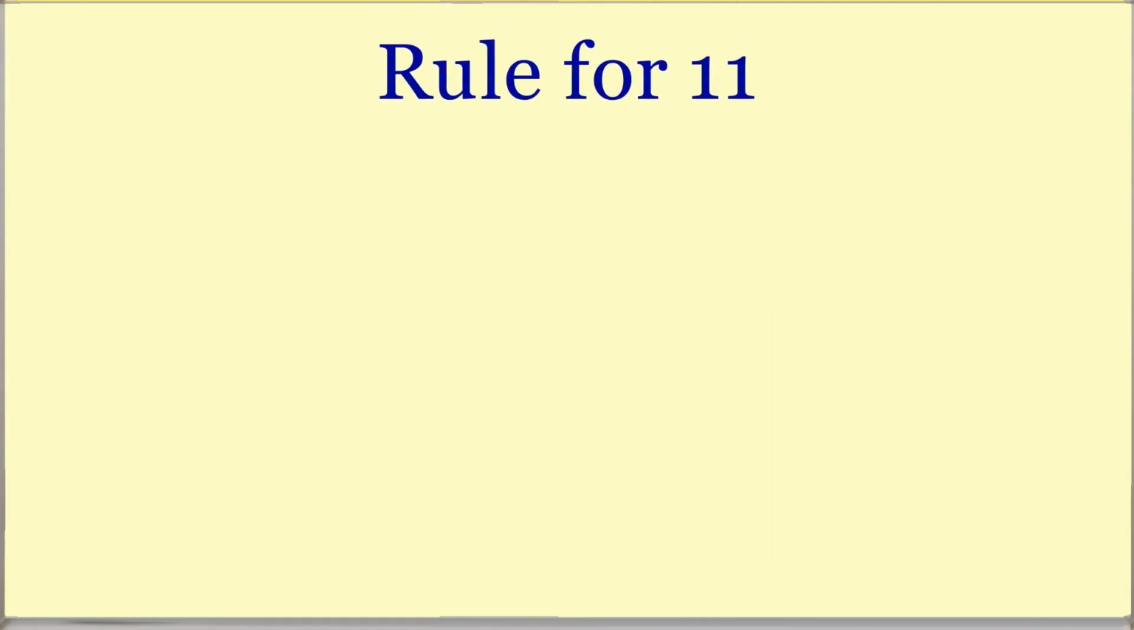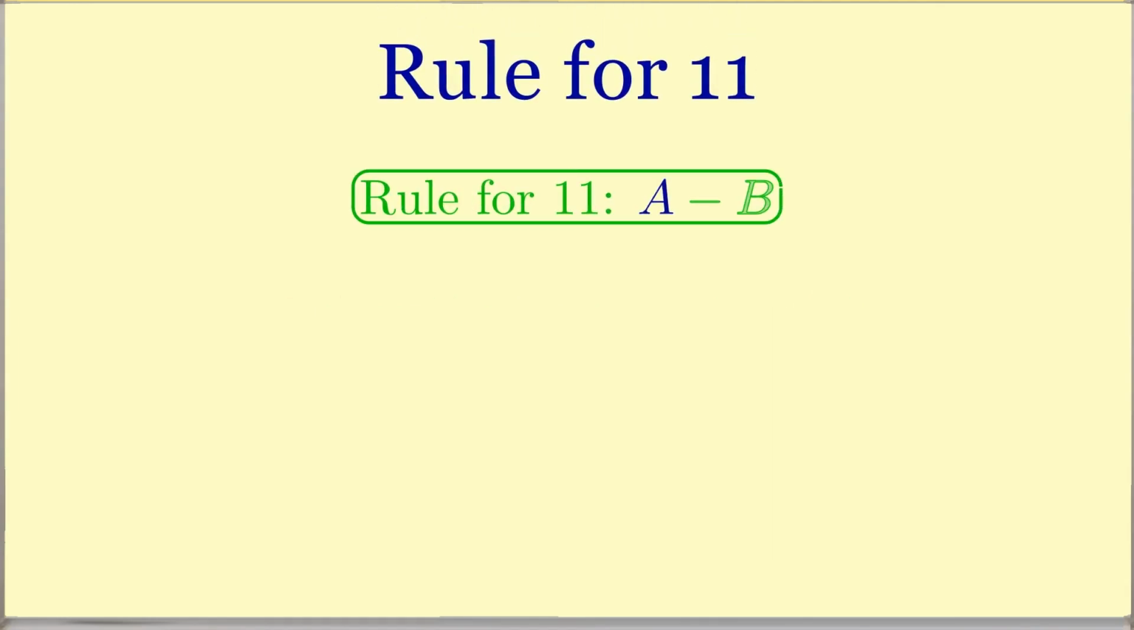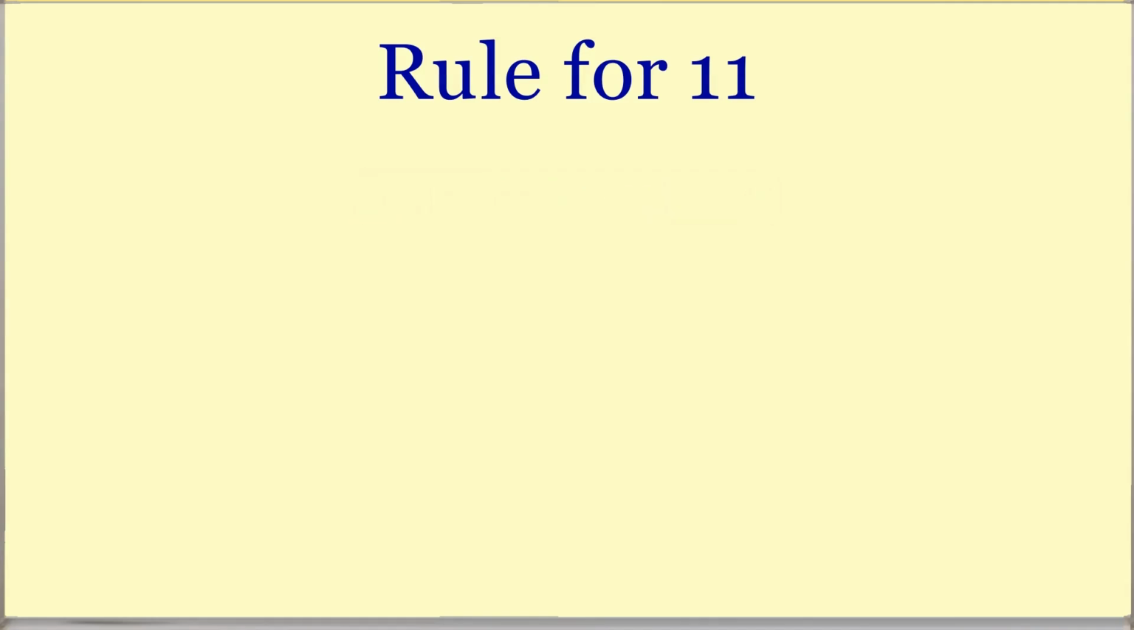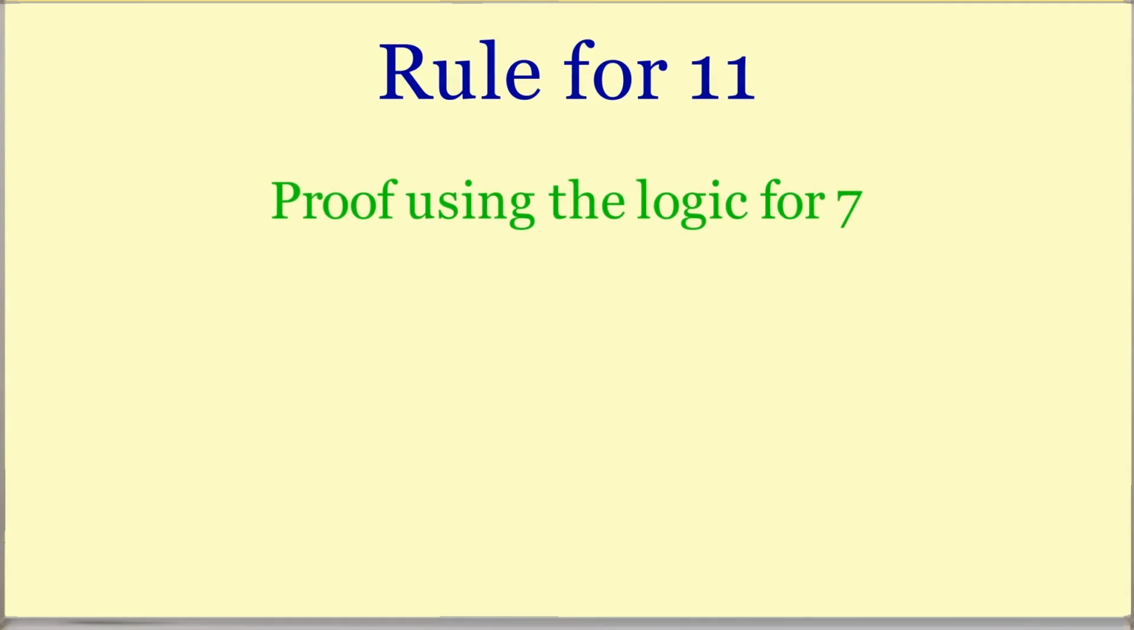Let's tackle 11. The rule for 11 is remarkably clean. You chop off the unit digit and you subtract it from the remaining digits. That is it. Just a minus b. But why does this work? Let us prove it using the exact same logic we used for 7.